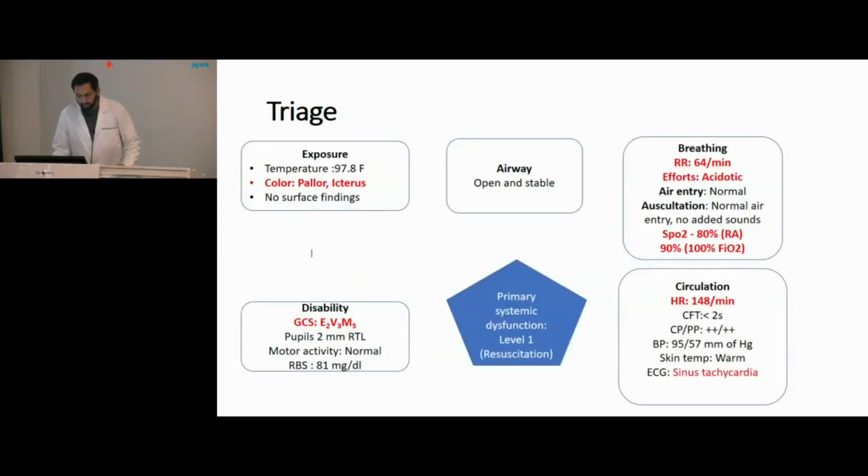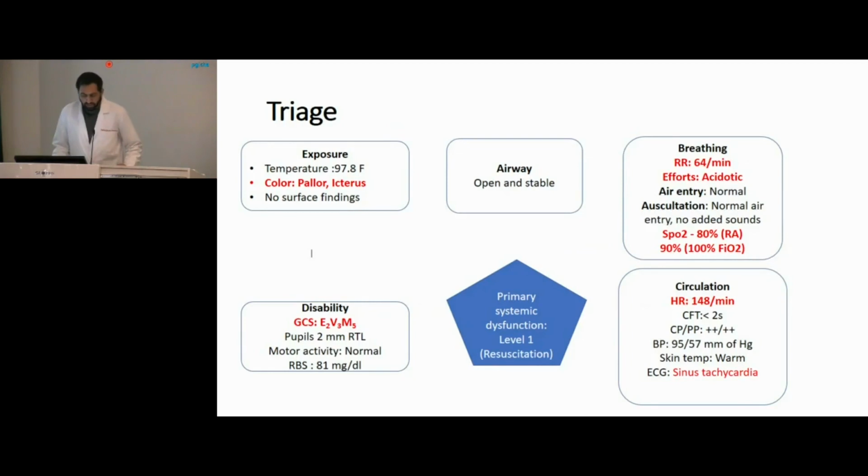When the child came to triage, the initial physiological classification was unstable and life-threatening. Airway was open and stable. There was tachypnea, an acidotic pattern was there, and saturation on room air was only 80%, which increased to 90% on 100% FiO2. Circulatory-wise, the child had sinus tachycardia, and in disability, GCS was 10 with E2, V3, and M5. Pupils were 2 mm reactive to light, motor activity was normal, and RBS was normal.